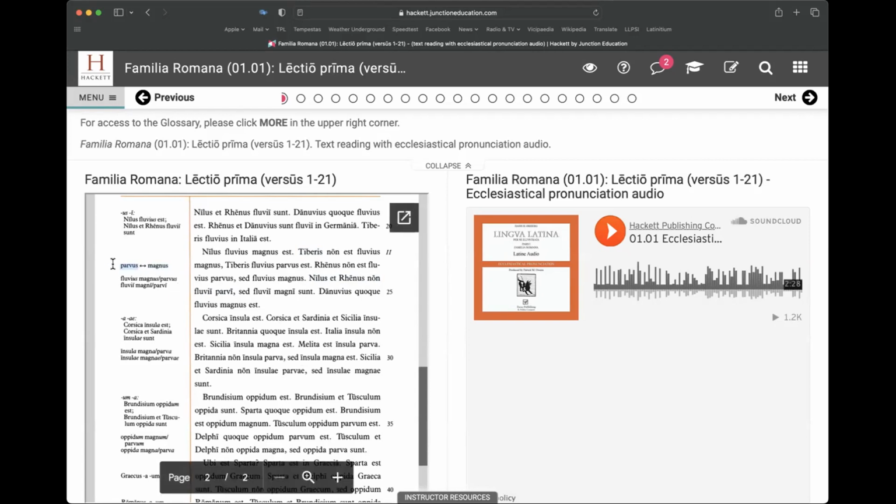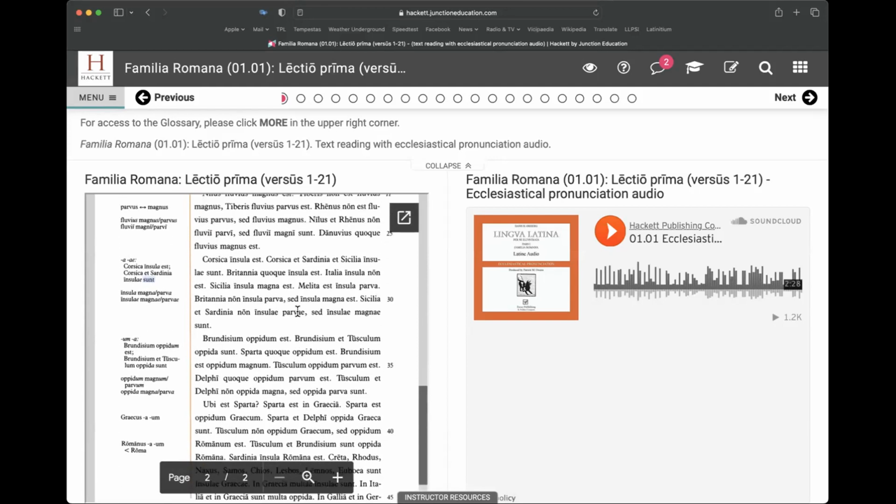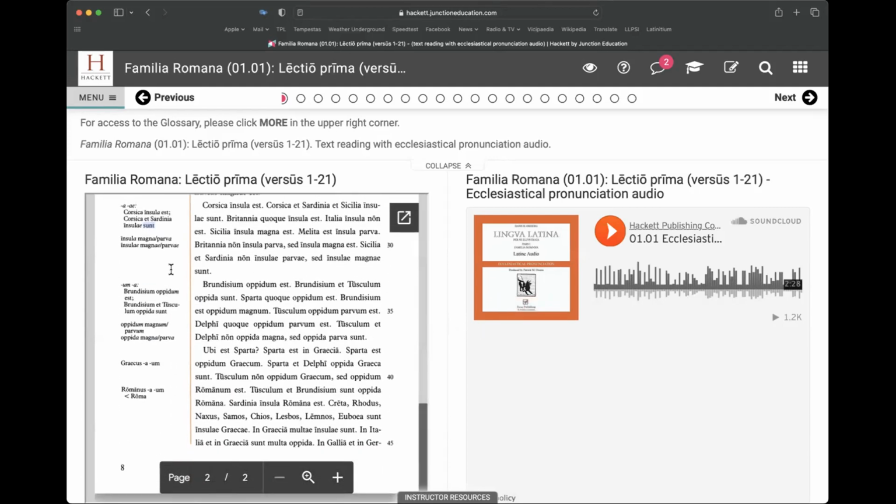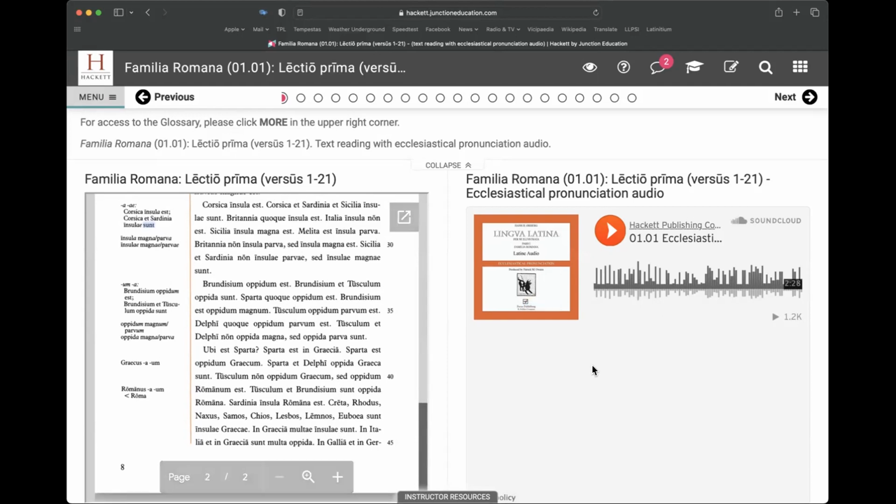So there are hints over here, and they have grammar hints here. Corsica insula est. Corsica et Sardinia insulae sunt. Singular, plural. But as I said, we'll put a table for this later. For now, just read through it and kind of let it percolate. Okay, any other questions?